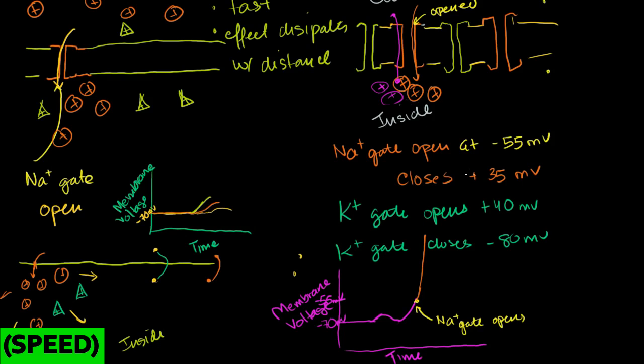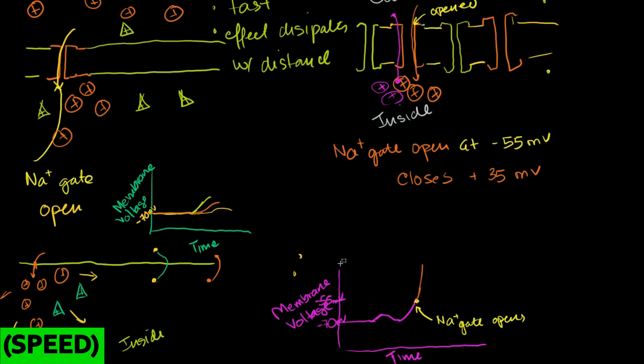But as it gets more positive, we said it closes at plus 35 millivolts. Let me clear some of this so I can make my graph nicely. Let's say that this up here is plus 35 millivolts. So here it closes. Let's say at plus 35, just for the sake of argument, our sodium gates close.